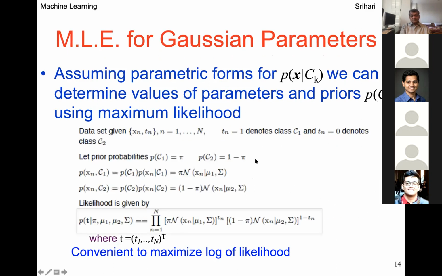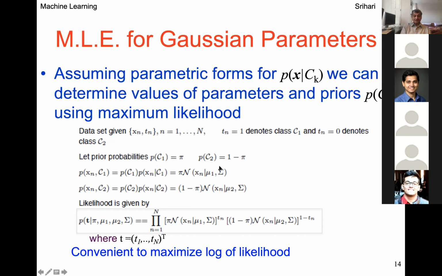So maximum likelihood estimation of the Gaussian parameters, it's got all these equations and so on. The likelihood of a target t, I guess we need to specify that. The data set is given as xn, tn. We've got these values xn, and tn equal to 1 denotes class 1, and tn equal to 0 denotes class 2. So we have a set of samples and a vector of n values if you have n samples, and they have values 1 or 0. The prior probabilities are being specified as P(C1) equal to pi, P(C2) equal to 1 minus pi, right?